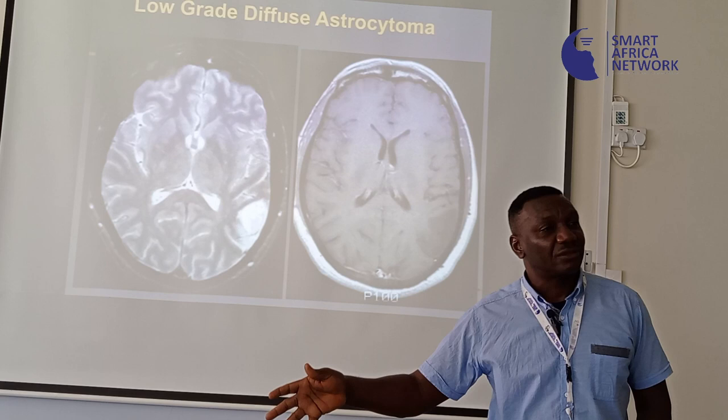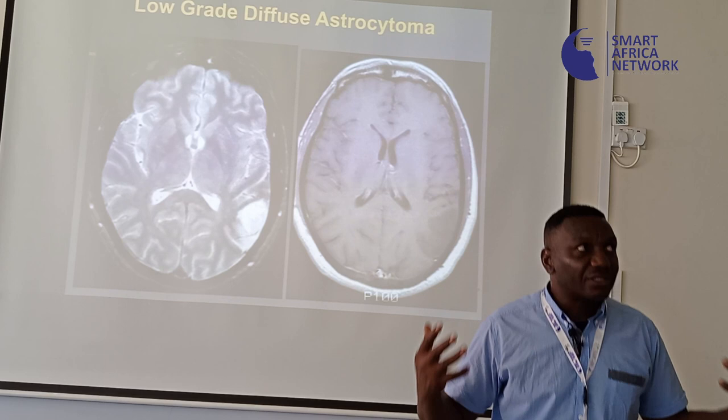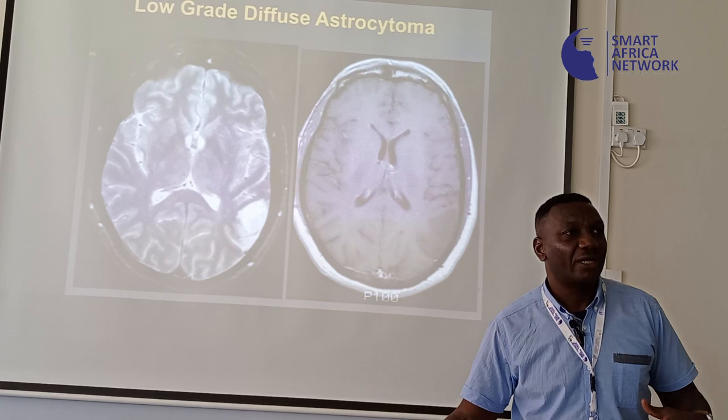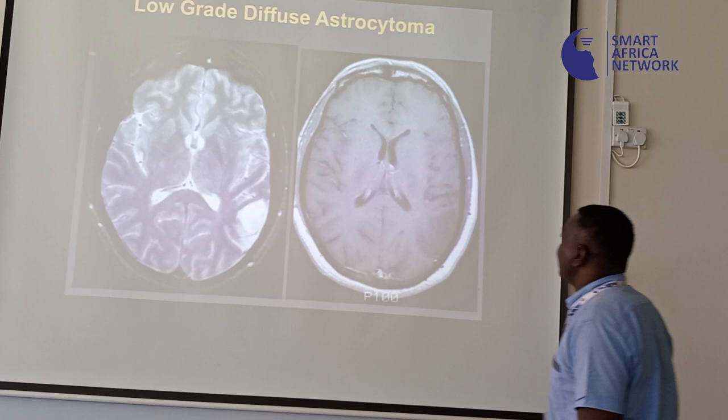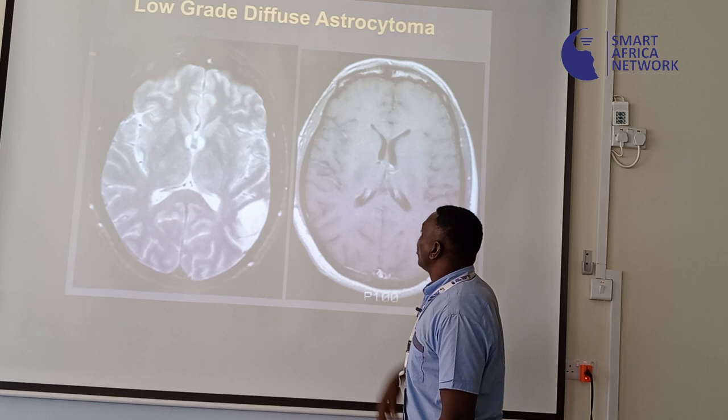So most lesions also, apart from CSF appearing white on the T2 and appearing dark on T1, what other tissues also appear white on T1 and T2 weighted images? Okay? So if you look at this image, this area is what? The CSF, which is dark. Here you have the CSF, here is dark.